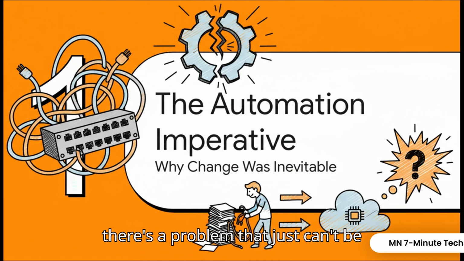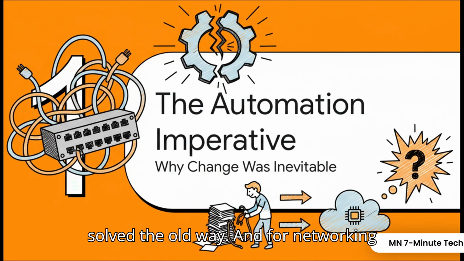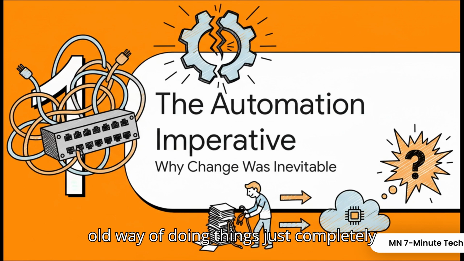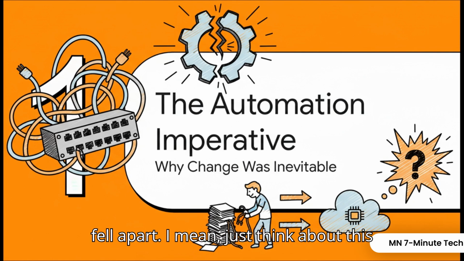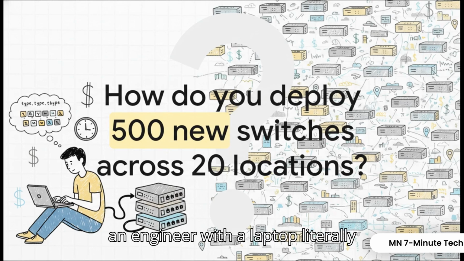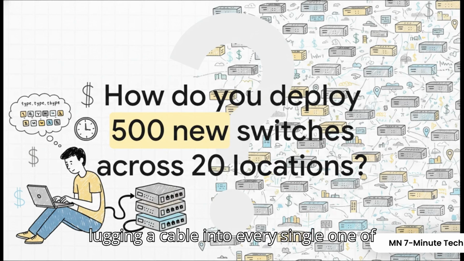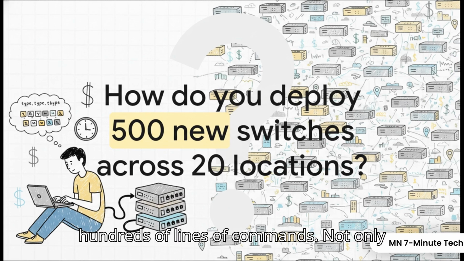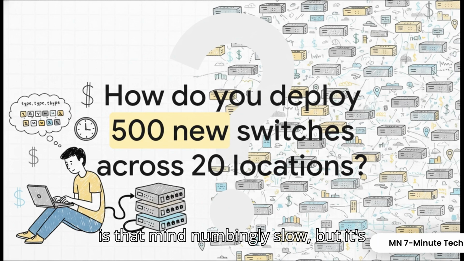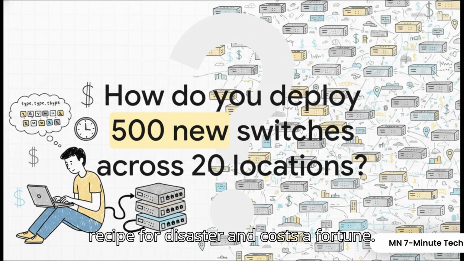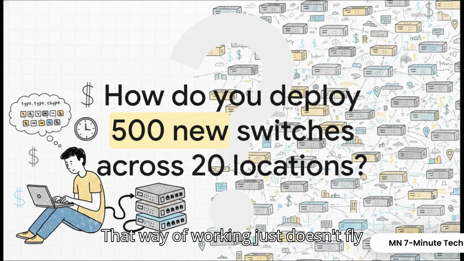Look, every major tech leap happens because there's a problem that just can't be solved the old way. And for networking, that problem was, in a word, scale. The old way of doing things just completely fell apart. I mean, just think about this for a second. 500 new switches, 20 different sites. The old way, you'd have an engineer with a laptop literally plugging a cable into every single one of those devices, one by one, and hand-typing hundreds of lines of commands. Not only is that mind-numbingly slow, but it's just begging for human error. It's a recipe for disaster and costs a fortune. That way of working just doesn't fly anymore.